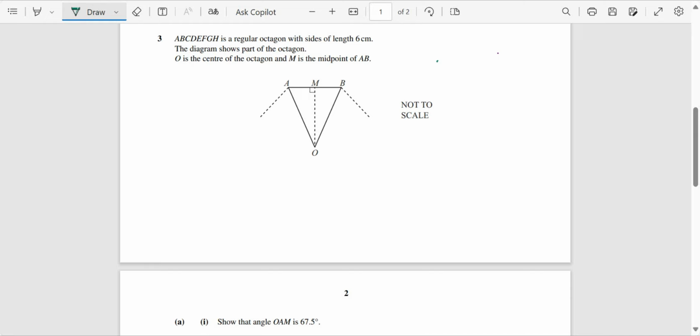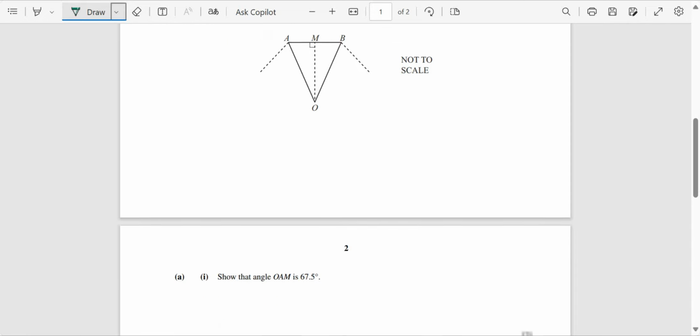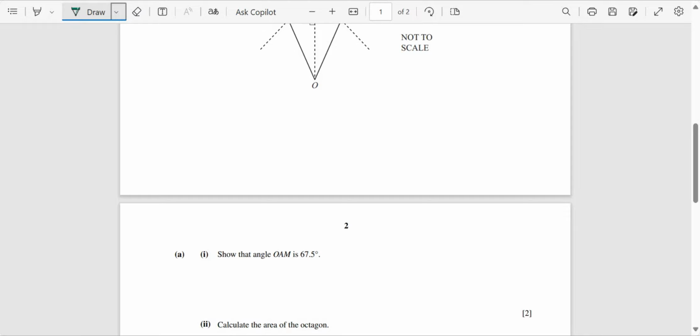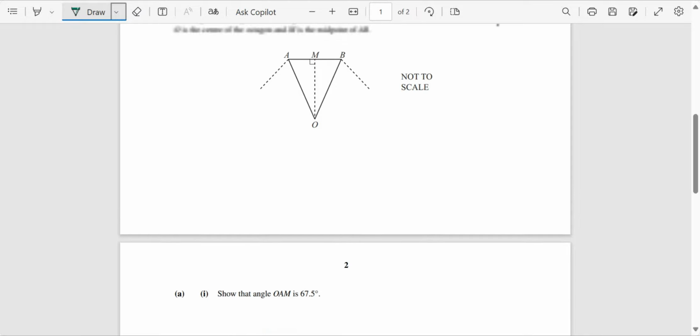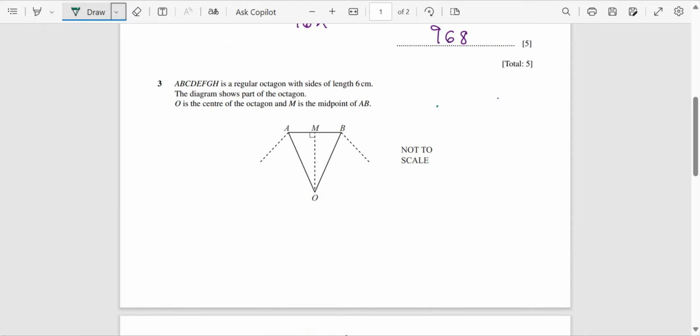ABCDEFGH is a regular octagon with sides of length 6 centimeters. The diagram shows part of the octagon. O is the center of the octagon and M is the midpoint of AB. So our first question says, show that angle OAM is 67.5 degrees.